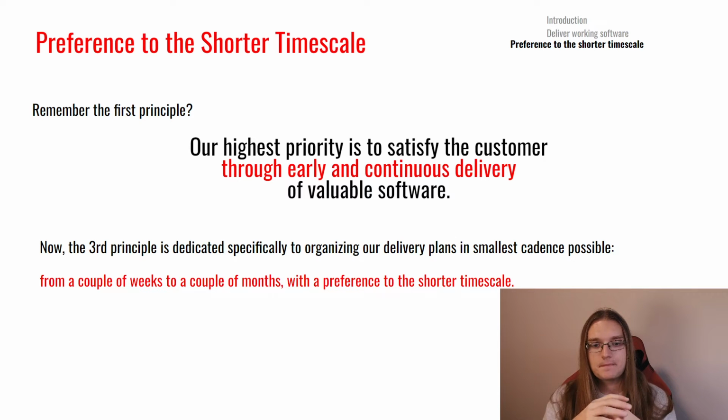But if you understand the concept, you need to understand as well that having a shorter time scale means that your product will come on the market also faster. So this is the connection between the third principle and the first one that is on the screen: early and continuous delivery of valuable software from the first principle. And here we are just organizing the development plan and all the stuff that we are doing for delivery in such a way that we can do it in shorter time periods.